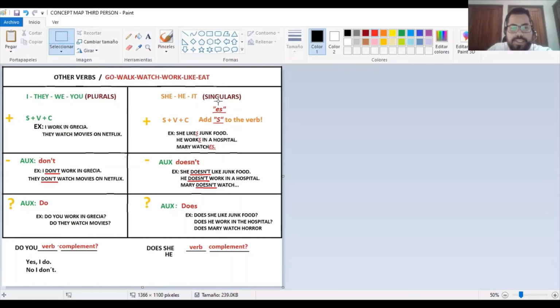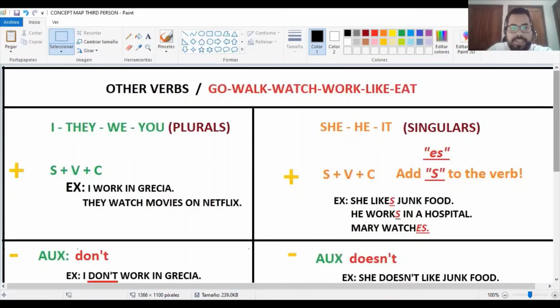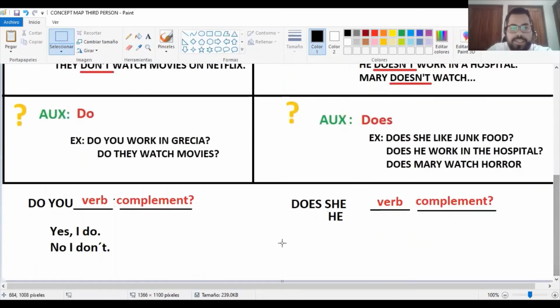Un auxilio de un auxiliar, valga la redundancia, que les ayuda a hacerse en pregunta o negativo. All right, let's take a look. Over here, guys, the easiest one, el más sencillo, it's about this one. Vamos a ver por acá.